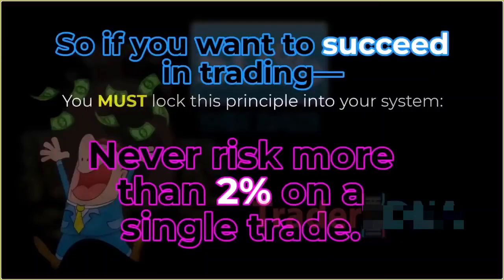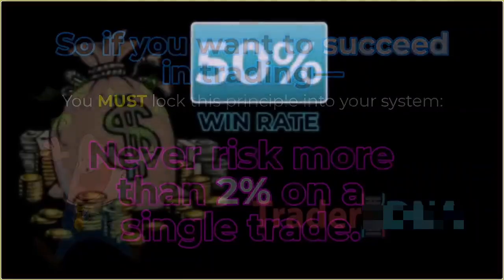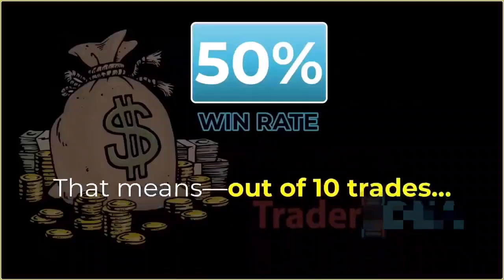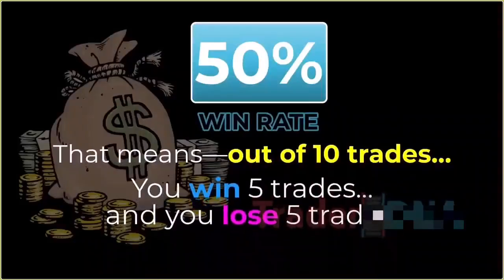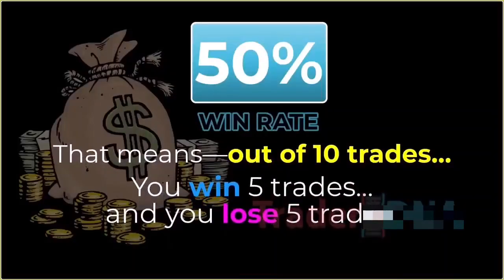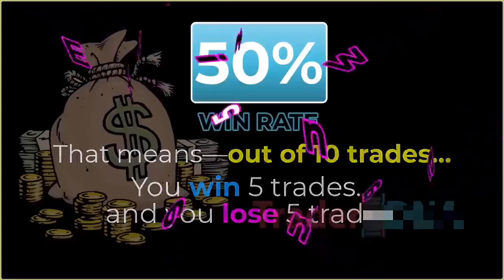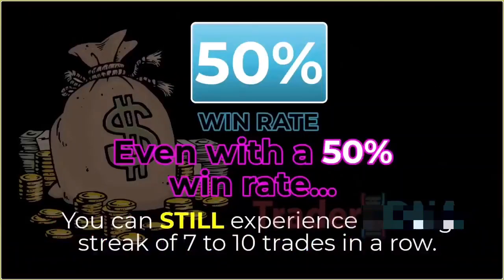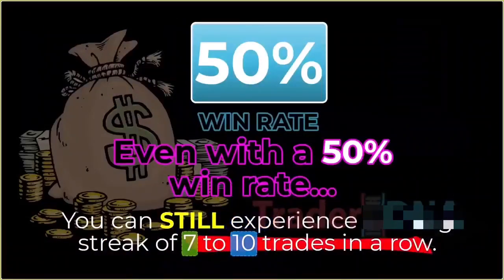Now let's break this down with a real example. Let's say your win rate is only 50%. That means out of 10 trades, you win 5 trades and you lose 5 trades. Simple. But here's the part most people don't expect. Even with a 50% win rate, you can experience a losing streak of 7, even 10 trades in a row. Yes, 7 to 10 losses back to back is completely possible. Now think about that.